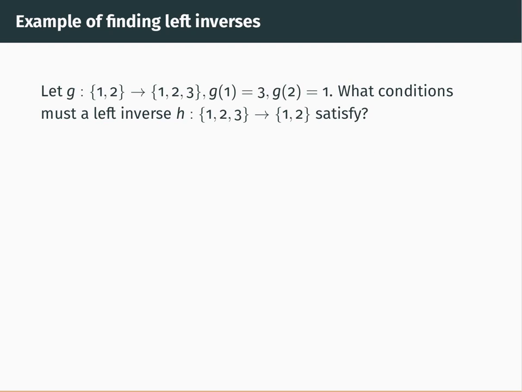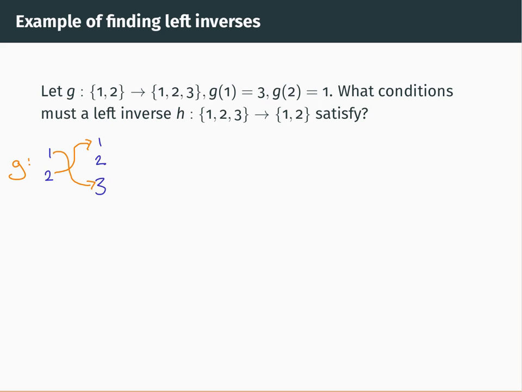Let's look at a similar problem only for left inverses instead of right inverses. So this time g will be the function from the set 1, 2 to the set 1, 2, 3, with the property that 1 goes to 3 and 2 goes to 1. So this is my function g.